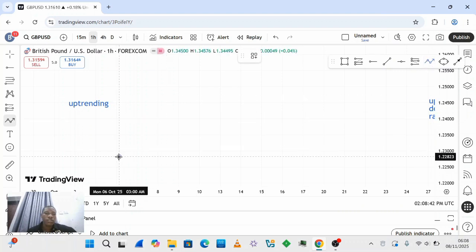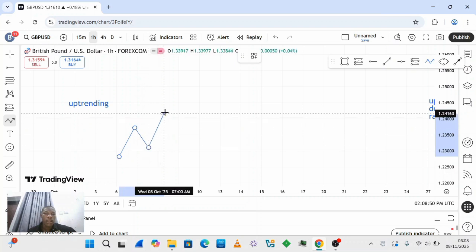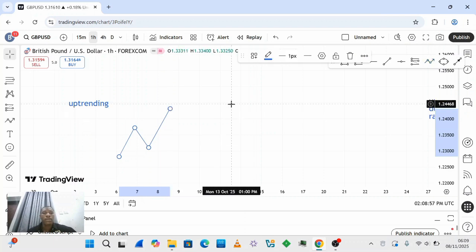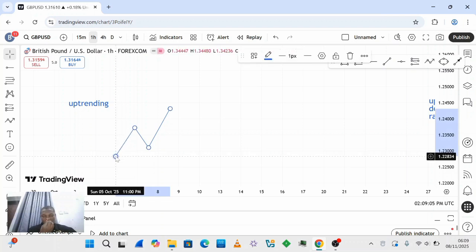This is an uptrending market. This is a high, a low, a higher high, a higher high. This is the only thing that you need to see to know that price has changed from whichever direction it was going to this present direction now.